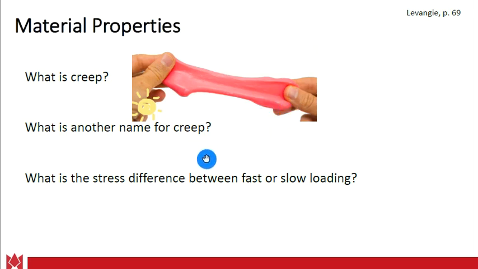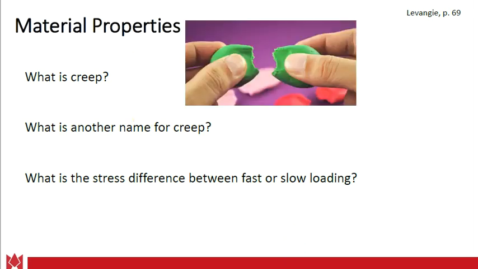Now the other thing, what is the stress difference between fast or slow loading? So I'm going to get another picture of this. I have a different picture of some silly putty. Now you can imagine even this silly putty looks like it may have been sitting out for a while. It's kind of dried up, so just like with our normal aging process, it's lost hydration, it's lost water. Just like as we get older, we lose GAGs and proteoglycans and other proteins within the tissue.